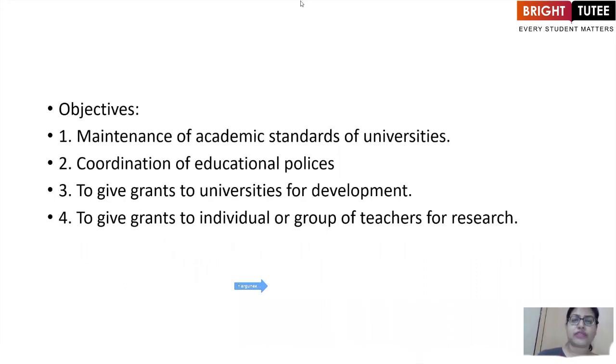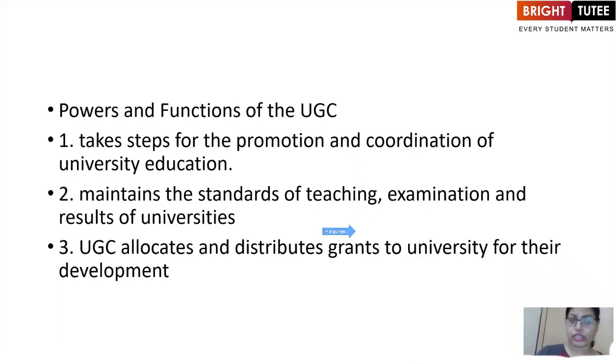Now, if you look at the objectives of UGC, first one is to maintain academic standards of universities. Just the way NCERT basically deals with checking that quality education is provided in schools, UGC is checking that academic standards of universities are maintained. So quality education is provided to the people studying in universities. It also checks and coordinates different educational policies and also checks that they are implemented in a proper manner. It gives grants to universities so that they can develop and be up to date in terms of the present scenario. It also gives grants to individuals, that is students or some group of teachers, for research purpose. So it promotes research and development in the nation.